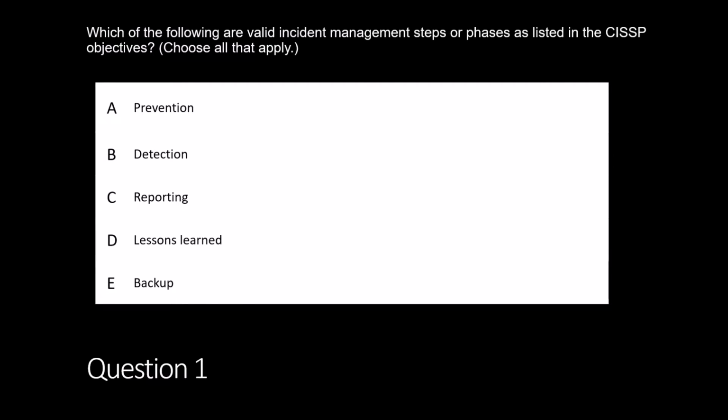If you know the incident management steps, there are mainly 7 steps that are written in the CBK, Common Body of Knowledge. It starts with detection, response, then you mitigate, that is minimize, reporting, recovery, remediation, and then lessons learned. So this is a pretty straightforward question. Shouldn't be a tough one to answer. Obviously the answers are going to be detection, reporting, lessons learned, which is B, C, and D. So let's go and look at the answers.